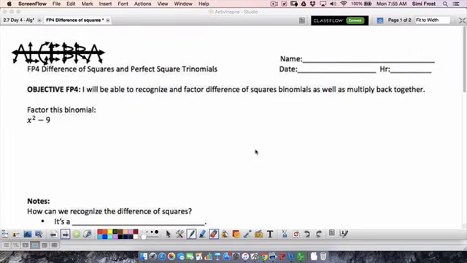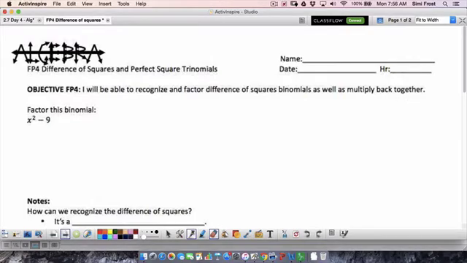Okay, welcome to the video for FP4 and FP5, difference of squares and perfect squared trinomials. Our objective for factoring polynomials, objective 4, is: I will be able to recognize and factor difference of squares binomials as well as multiply them back together.